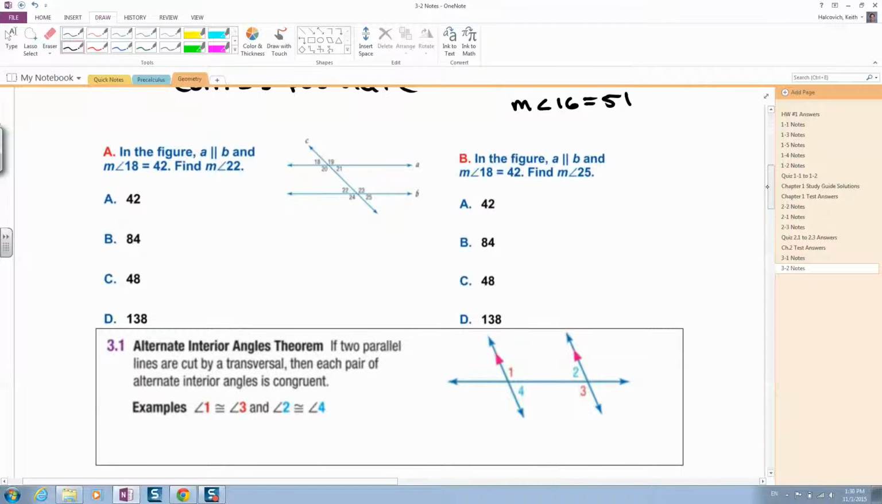Alright, next it says A is parallel to B, so these are parallel. And then angle 18 is 42. Find the measure of angle 22. Well, these are corresponding, so it's also 42. Here, angle 18 is 42. Find the measure of 25. Well, this is 42. Then they're vertical, so it's also 42.